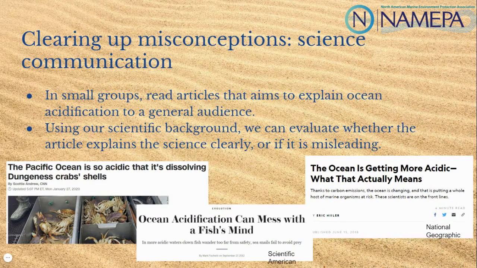So that's the background on ocean acidification, and now I've come up with this exercise to really solidify our learning. In my experience as a student taking remote classes, splitting up and discussing something in small groups and then sharing with the larger group is a very effective method. So each group will read an article about ocean acidification that's been written for a general audience. Some of these come from regular news sources, and some of them come from sources with a more scientific background. But the goal here is just to identify whether they do a good job of explaining the science, or if they perpetuate some of the misconceptions we've talked about.